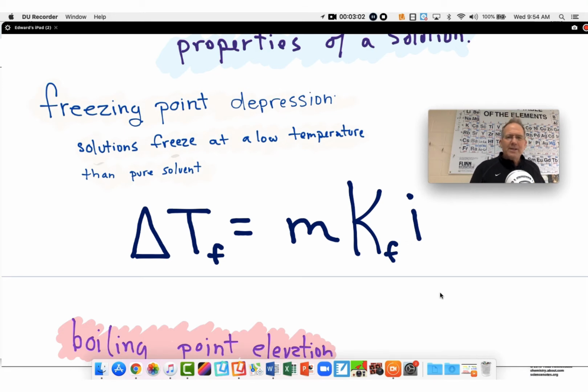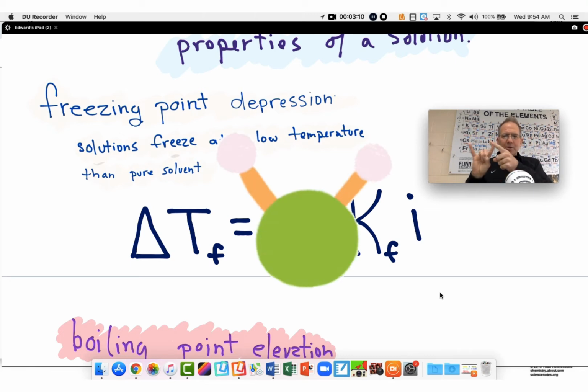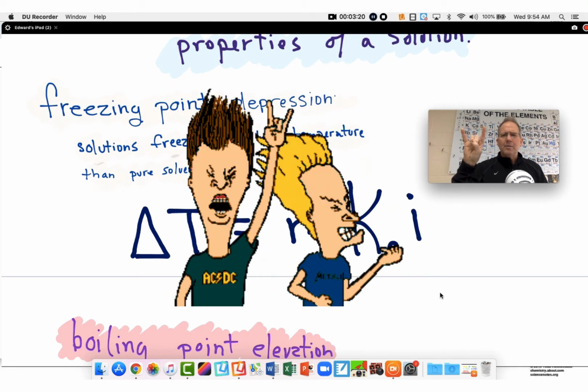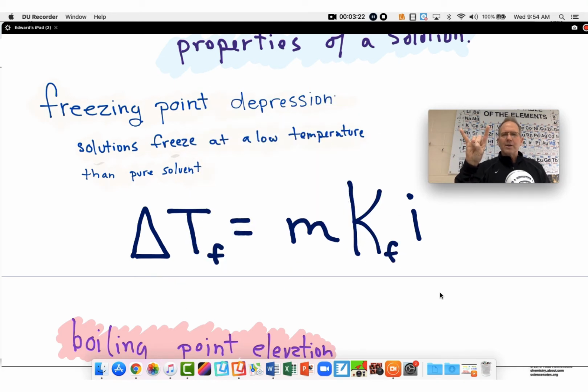Why does it do this? Remember, this is my water. These are water molecules, the O, and these are my hydrogens. It's polar, and it's lopsided like that. It looks like little Mickey Mouse ears, right? Actually, this really looks like rock and roll to me. So we have the water molecule like this.